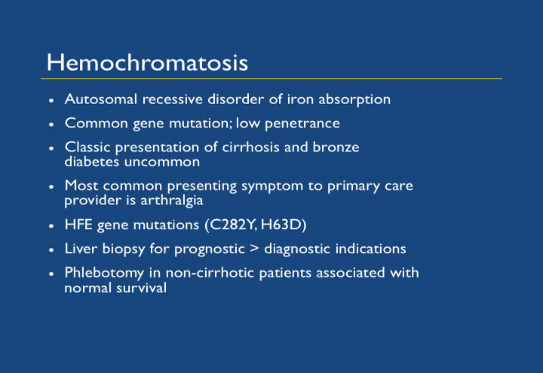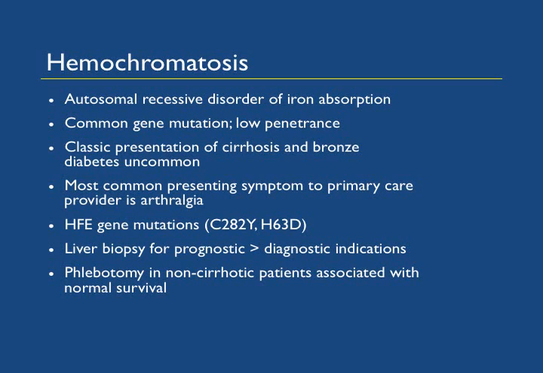The classic presentation of cirrhosis and bronze diabetes nowadays is extremely uncommon. The most common presenting symptom of hemochromatosis to the primary care provider is arthralgia, and the patient may also complain of loss of libido. Two important mutations in the HFE gene that's abnormal in hemochromatosis are the C282Y and the H63D mutation. Patients that are homozygous for the C282Y allele will have hemochromatosis, and patients that exhibit a compound heterozygosity for C282Y and H63D will have hemochromatosis. Interestingly enough, patients who are homozygous for H63D do not have the disease.